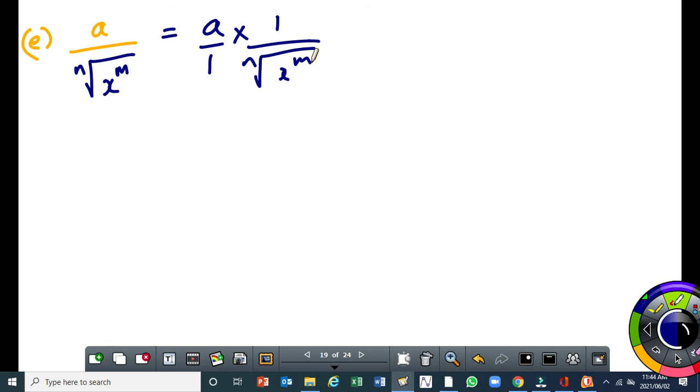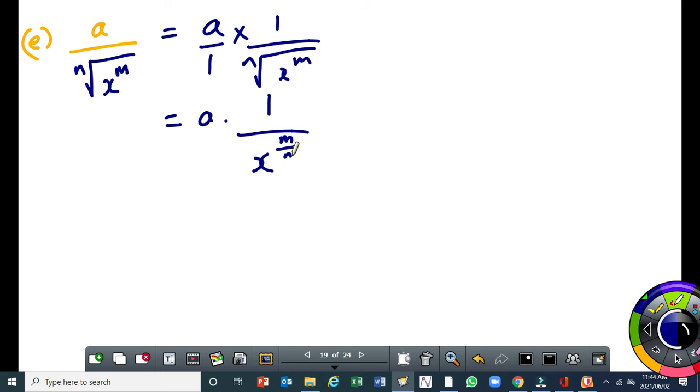Then once you are aware of that, I can write this as a times, if I use my knowledge of surds and exponents, x to the power of m over n when I remove the root. Remember, that n there will be your denominator in your rational exponent. This m here will be the numerator.